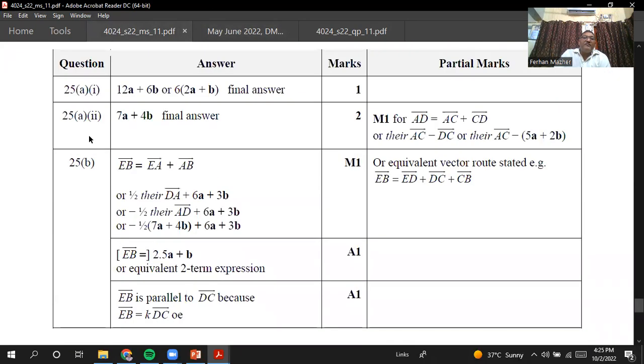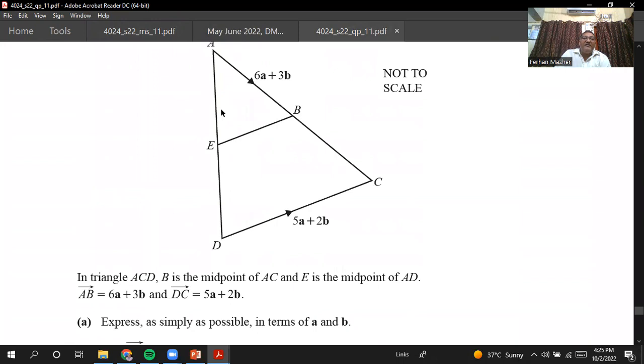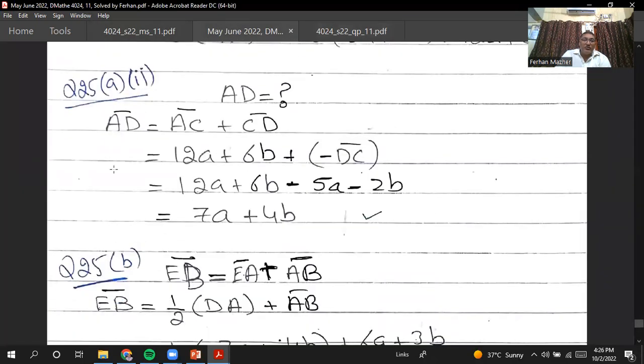12A plus 6B. Yeah, that answer is right. Okay. Now the next question they are asking is find the AD. They want me to find AD. I will go from A to C, from C to D. Okay. That is the bypass which I'm going to use.